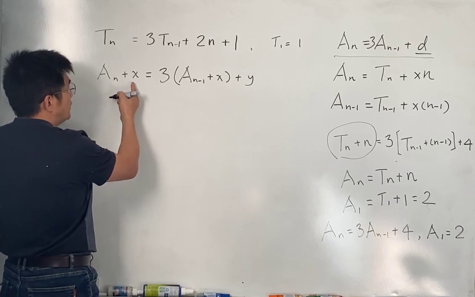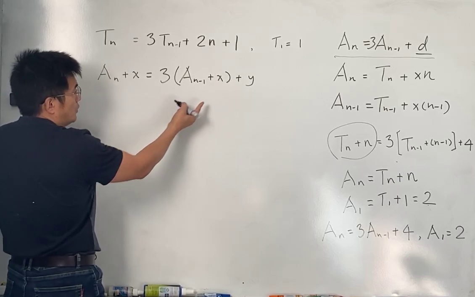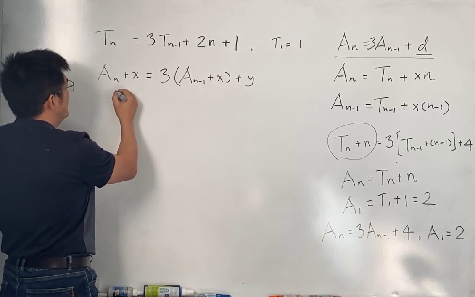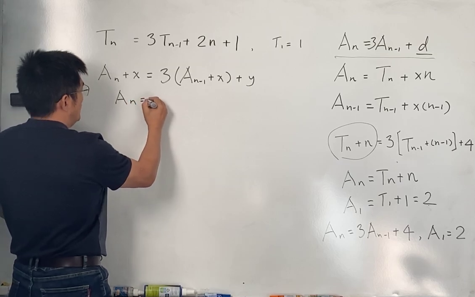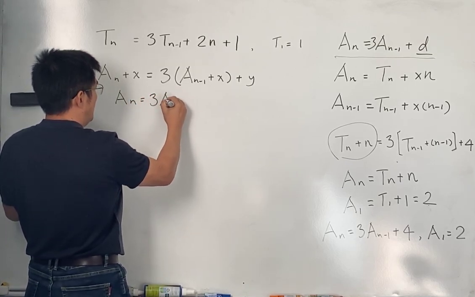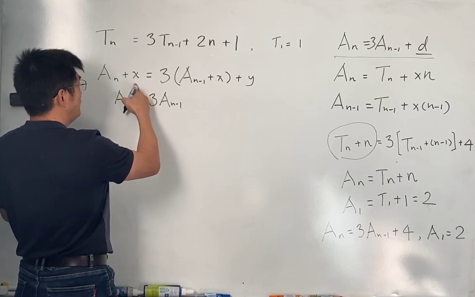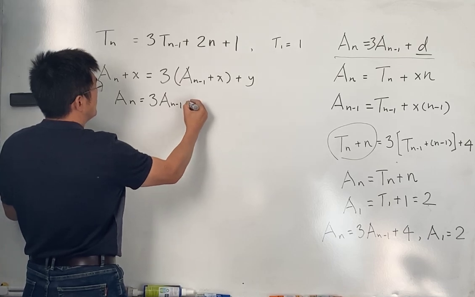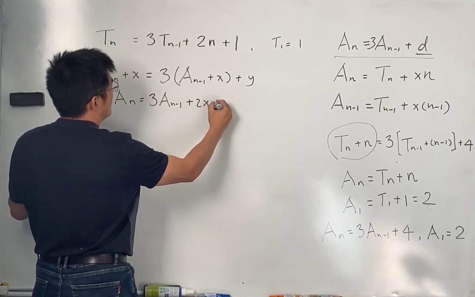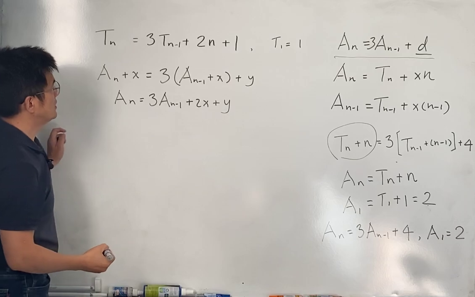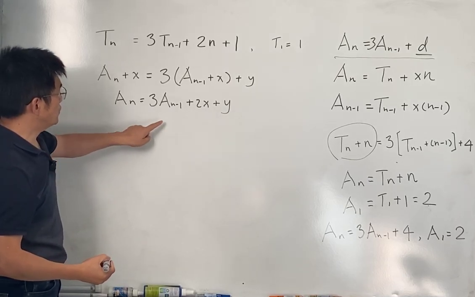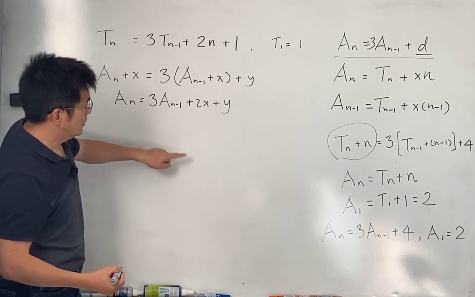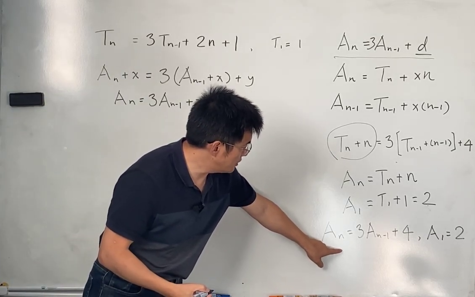But now I'm gonna try to find out what x should be, what y should be. So we'll say a sub n equals 3 a sub n minus 1, and move this over to the other side, and we get 3x here, so that's 2x plus y, same thing, alright? Because we're matching this to a b of n, with this, right?